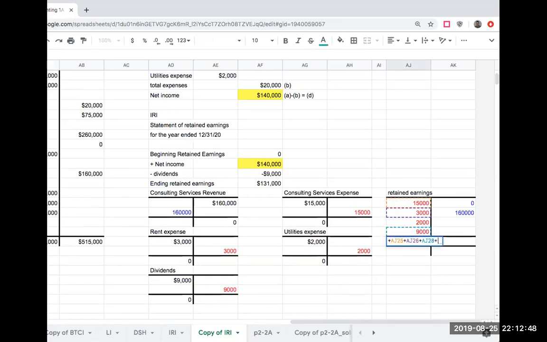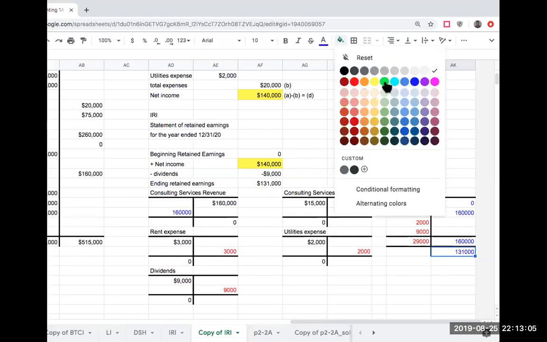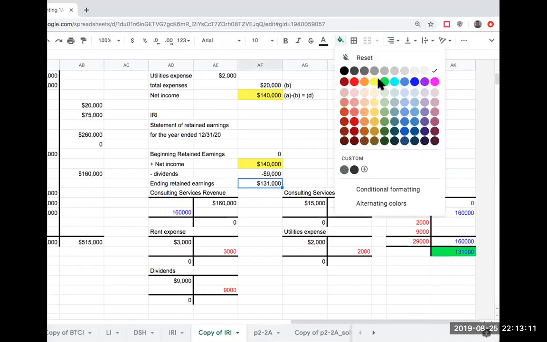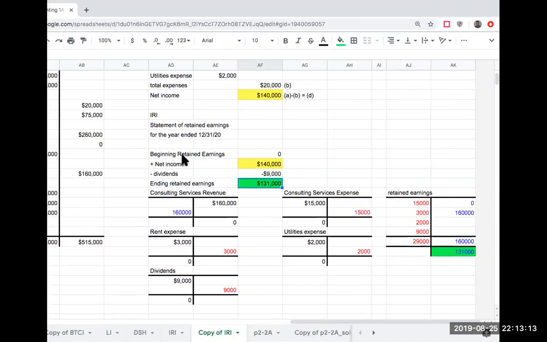So when I add up these accounts, I'm going to get $29,000 of debits, $160,000 of credits. What is my ending balance in retained earnings? It's going to be $131,000. And does that equal what I computed here? Yes. So I know I've done it correctly.